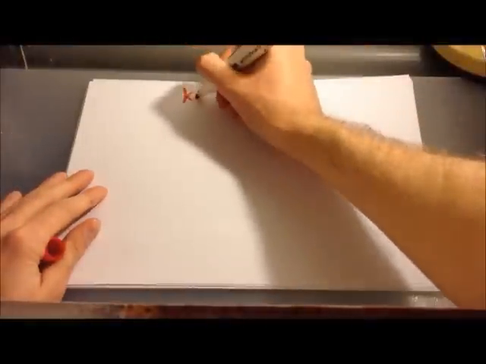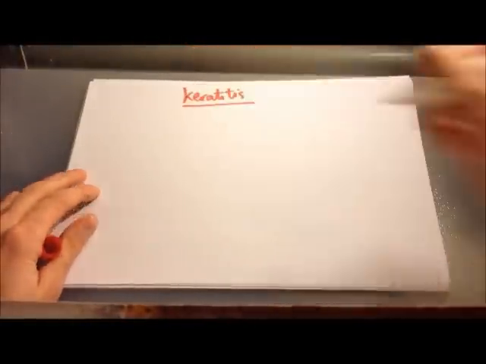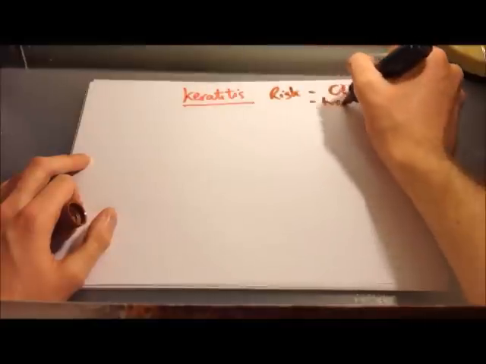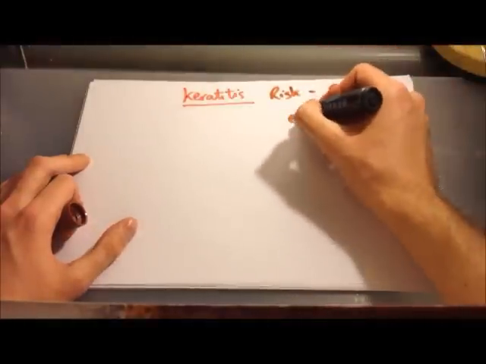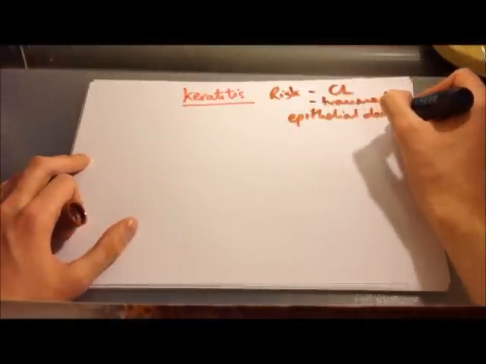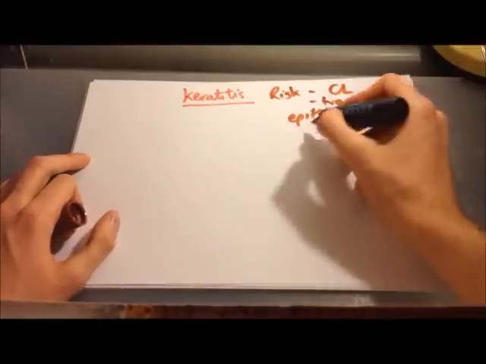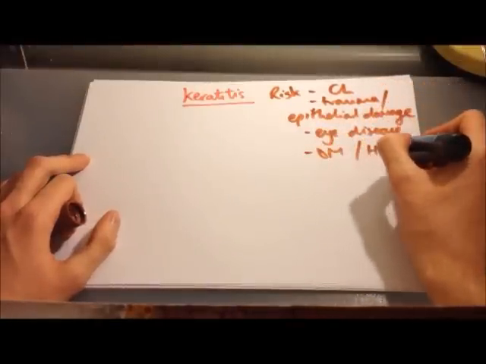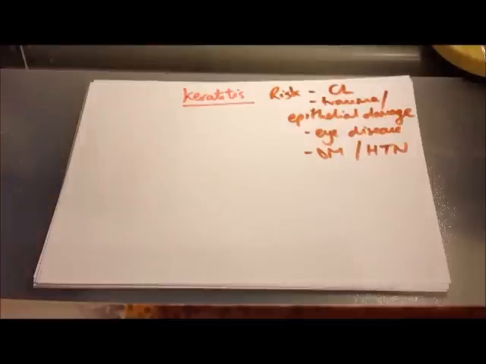So what increases the risk of keratitis? Risk is raised in people who wear contact lenses. The infection can stick to the contact lens and spread to the cornea. And this is for all of the keratitis, not just the protozoal causes. Trauma and epithelial damage, as we said, can lead to bacteria moving into the cornea. Any eye disease and systemic disease such as diabetes and hypertension increases your risk as well.